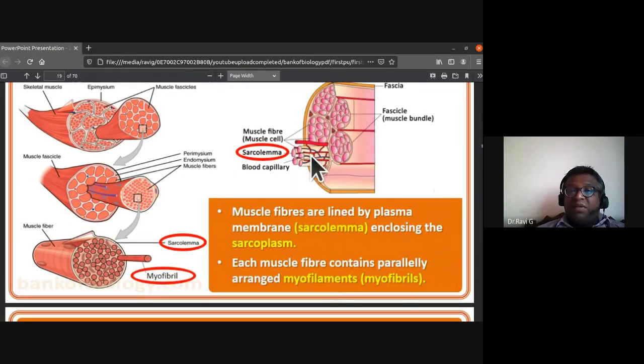Each muscle fiber, or the muscle cell, consists of parallelly arranged myofilaments or myofibrils. So the outermost membrane is sarcolemma, and the cytoplasm is the sarcoplasm. Each muscle fiber contains parallelly arranged myofibrils, which we also call myofilaments.